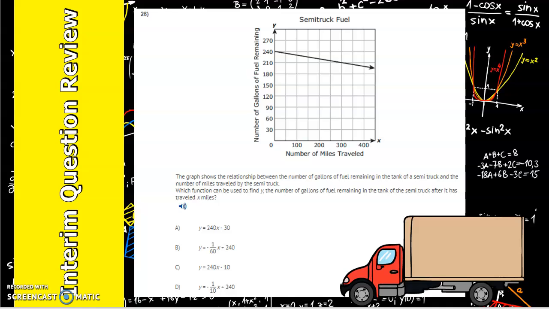All right, on this one, it says the graph shows a relationship between the number of gallons of fuel remaining in the tank of a semi-truck and the number of miles traveled by the semi-truck. Which function can be used to find y, the number of gallons of fuel remaining in the tank of the semi-truck after it has traveled x miles? So we're doing pretty much the same thing. We want to find the slope and the y-intercept and then put them in the place that they're supposed to go. This one has y and x, so put them where they go in the equation. Which one's my slope? Which one's my y-intercept? So go ahead and push pause.